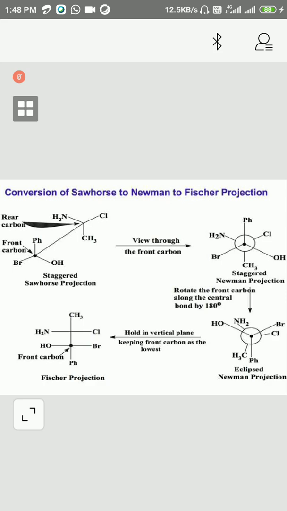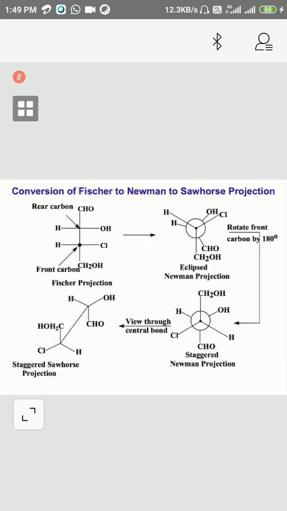This will also rotate 180, so all will overlap each other. Then you will get the eclipsed Newman projection. Conversion of Fischer to Sawhorse projection. You can see here also, this is the Fischer projection and this is eclipsed.